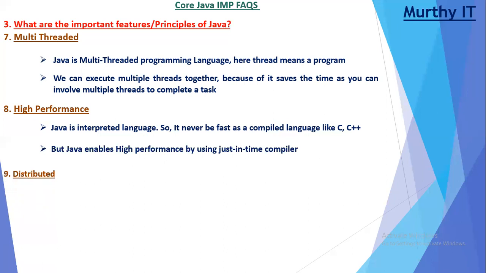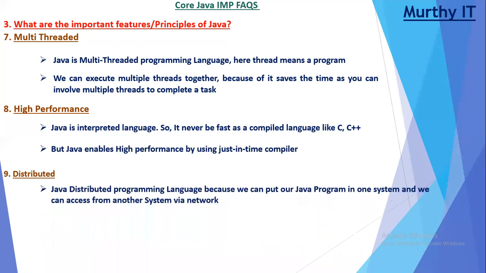What is distributed? Why is Java a distributed language? Distributed means we can put our Java program in one system, and we can access it from another system via the internet. That's why it is a distributed language. To support the distributed features, we have a TCP/IP protocol library. By using it, we can implement it.